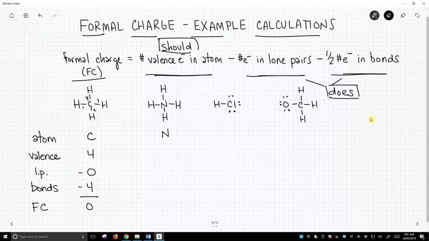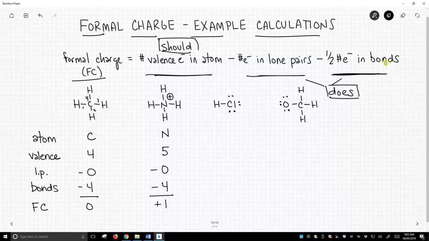Next atom is nitrogen. Nitrogen is in group 5. This nitrogen has 0 lone pairs, so there are no electrons there. This nitrogen has 4 bonds. 4 bonds have 2 electrons apiece, so that's 8 electrons. 1/2 of 8 is 4. So 5, take away 0, take away 4, gives us plus 1. So this atom has a plus 1. We're going to write that on the atom and then circle that charge to make clear that that's a charge. It's not a stray mark or something we forgot to erase.